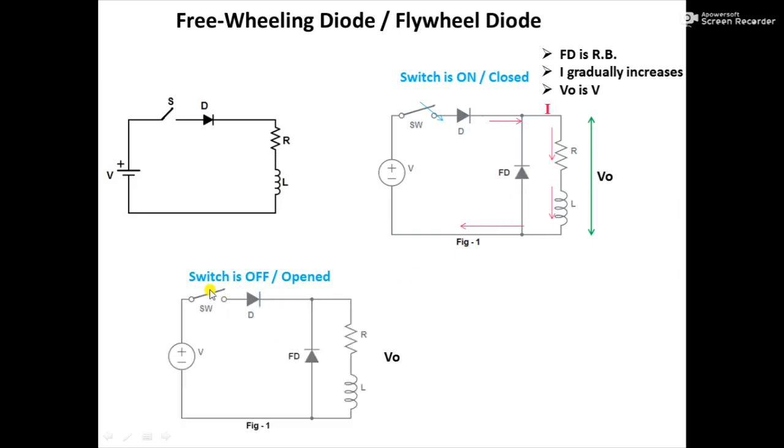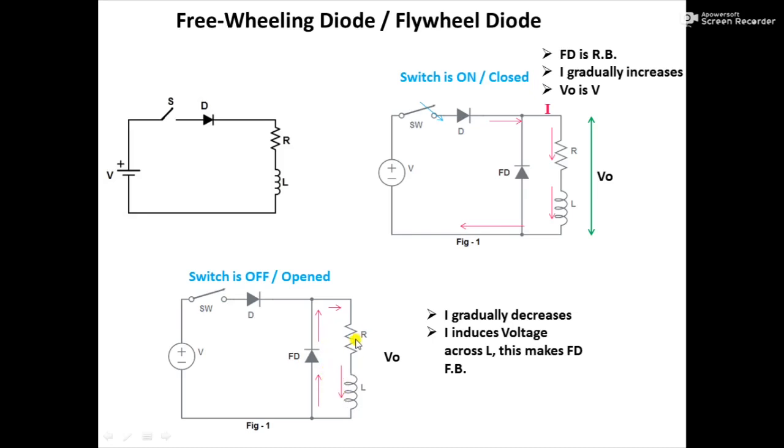So when the switch is open, the current flowing through the RL load will now start gradually decreasing, and as it is gradually decreasing, it will induce a voltage here which is given as L di/dt. This voltage induced in the inductor will forward bias the freewheeling diode, and the freewheeling diode will now provide a short across the load. So now the gradually decreasing current will complete its path in this loop.